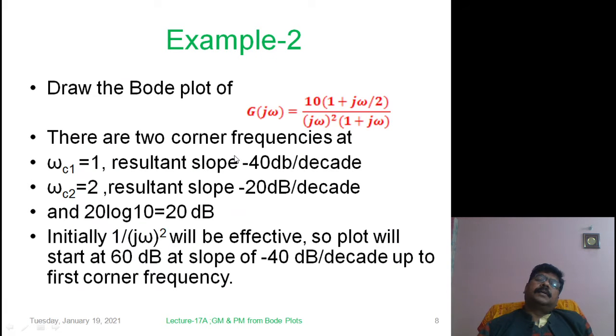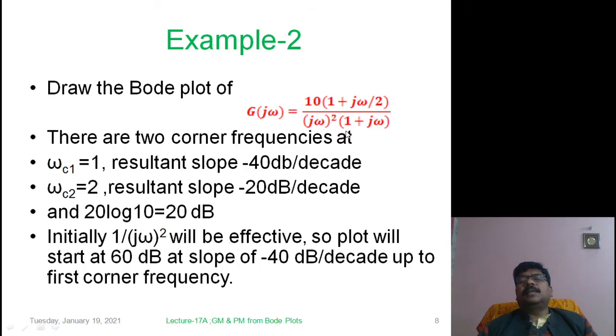Now considering the next example, consider G(j omega) equal to 10 multiplied by 1 plus j omega by 2, which is a factor in the numerator. 1 by (j omega) square is a multiple pole at origin, and 1 plus j omega is a simple pole. So one can see that this is a multiple pole at origin. This is the lowest corner frequency, which is 1 radian per second.